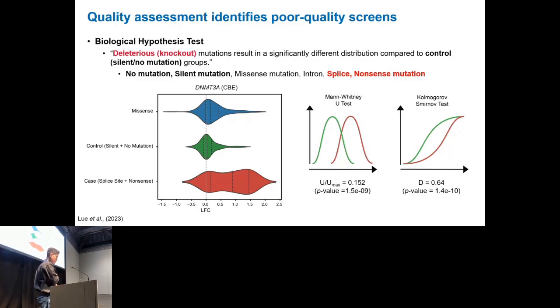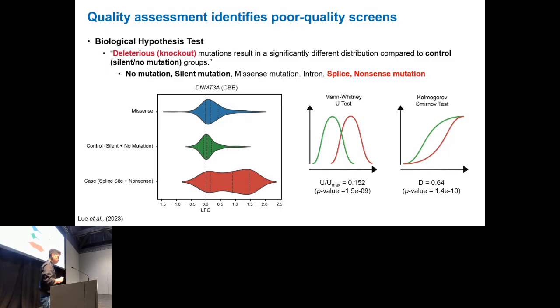Such as here, for example, the DNMT3A base editor screening. You can see in the middle, they have mild effects by having a median value of almost 0, but those nonsense mutations have an LFC median value of 1. So they are quite different, and that is a kind of example of a good screen. And we need to quantify it to evenly compare across the screens.